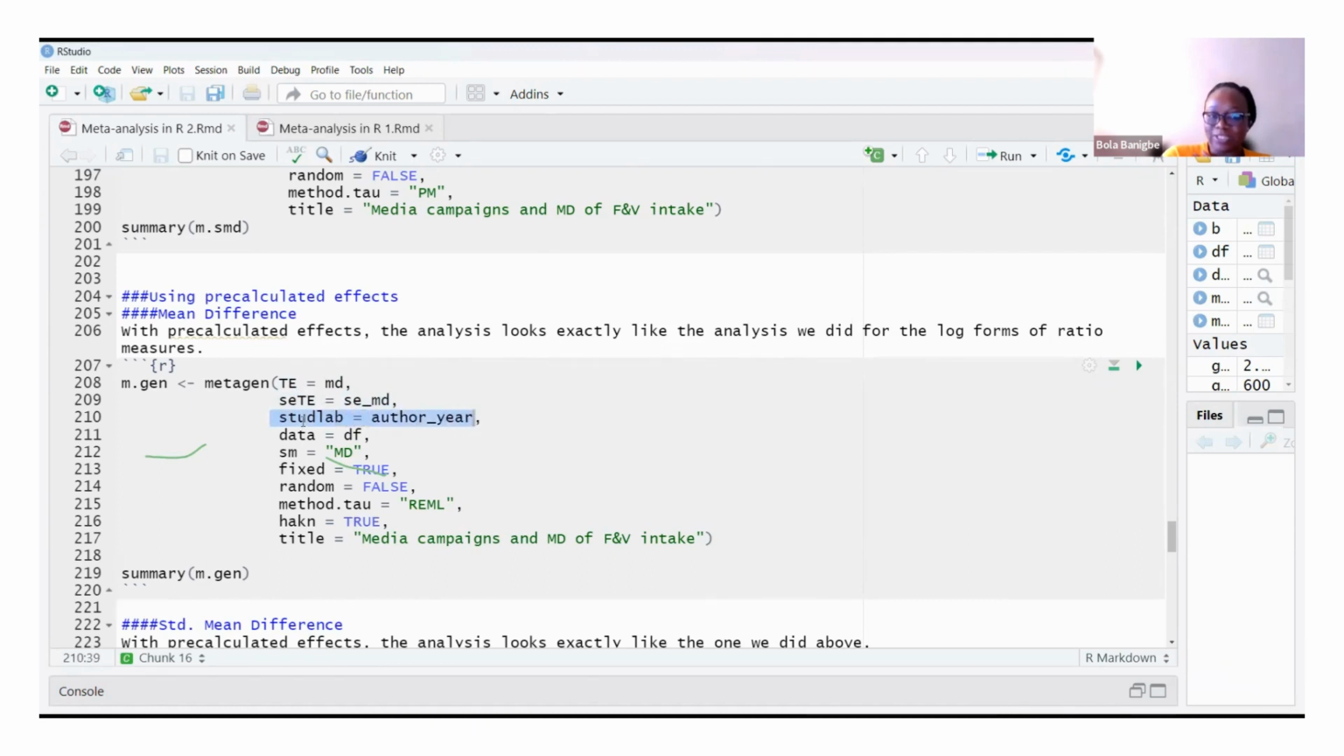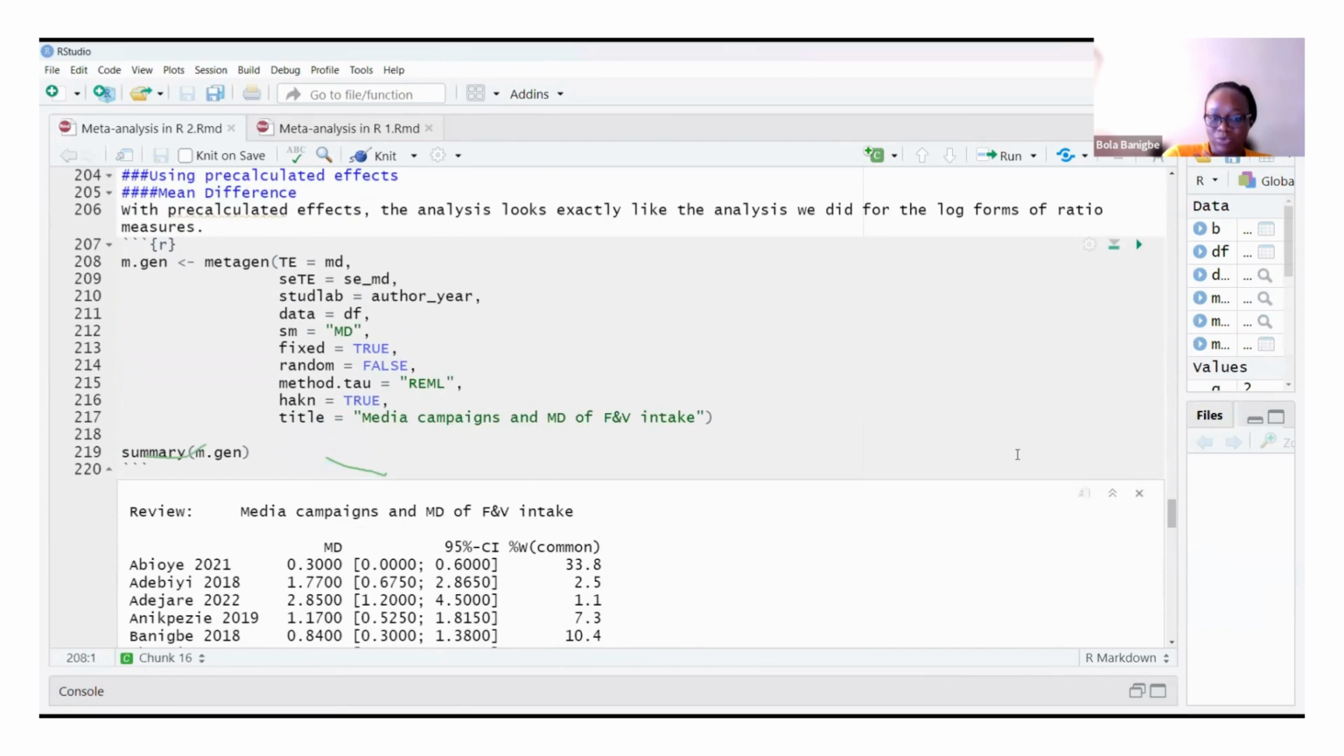This is what I want you to do: the study label is author year. The name of the data is DF. I want you to do mean difference. I'm still doing a fixed effects meta-analysis. So fixed is true, random is false. The method is REML, and then I want you to give me a summary of this mgen object that I have specified. And this is what we have.